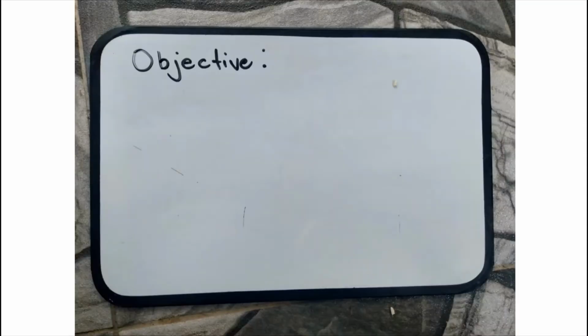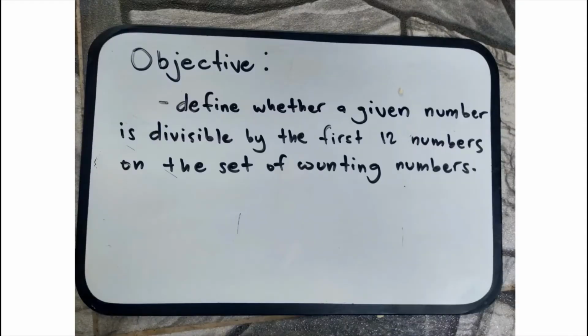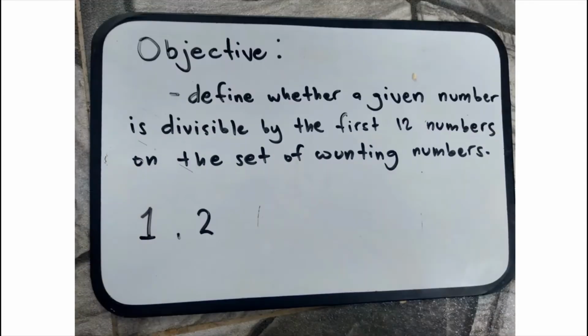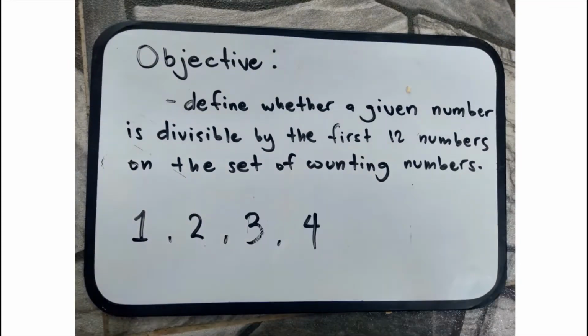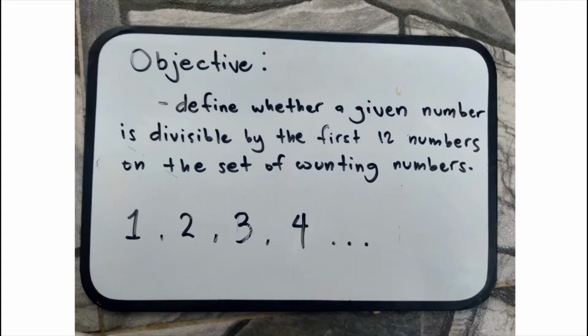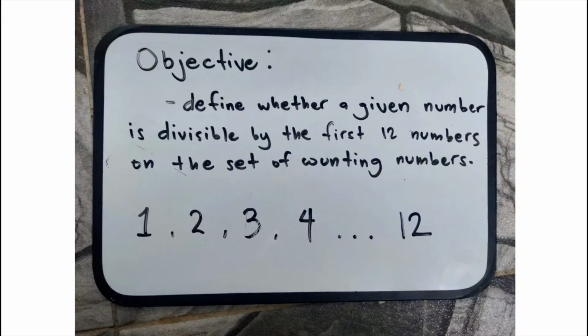Our main objective here is to define whether a given number is divisible by the first 12 numbers on the set of counting numbers, which are 1, 2, 3, 4, all the way up to 12. But before that, let's talk about the word divisible.